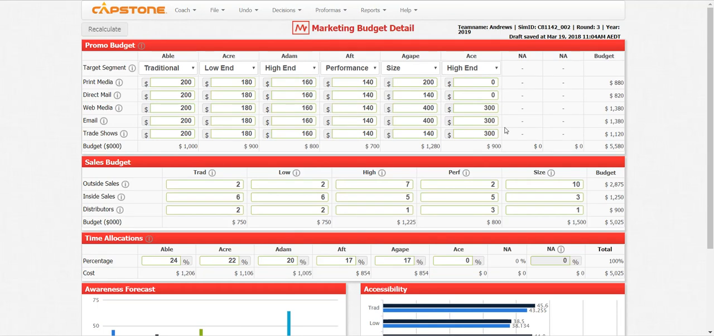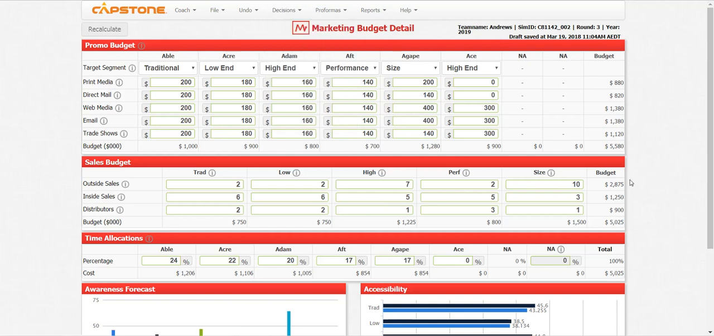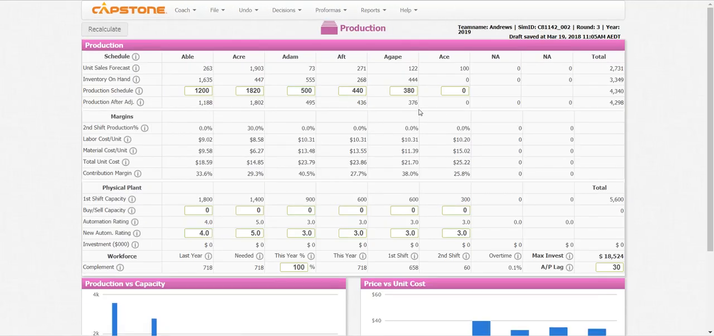So we've got ourselves a promotion budget here, and we've also bumped up our sales budgets in the high-end segments. Let's just take a quick look at production. Yes, don't forget production. So we bought our capacity. We're fine with that. We now need to forecast how much we're going to be selling.